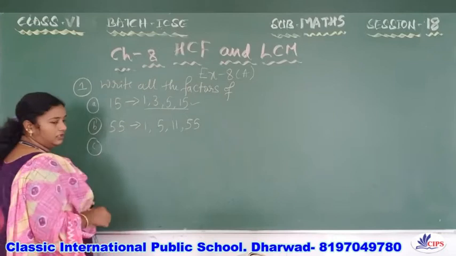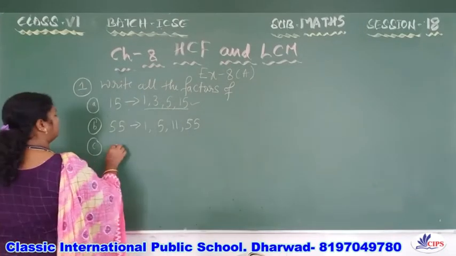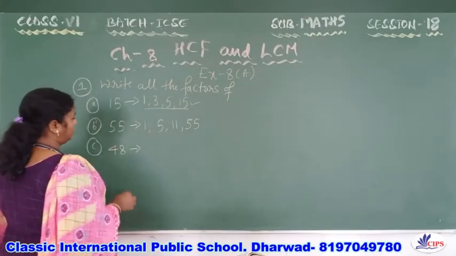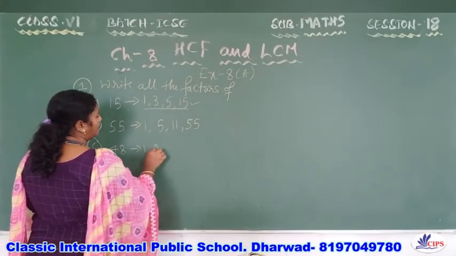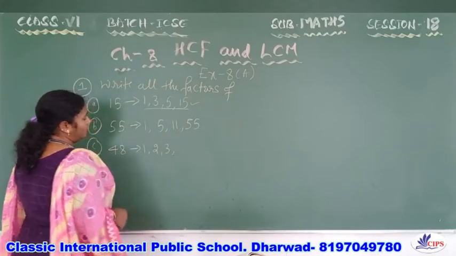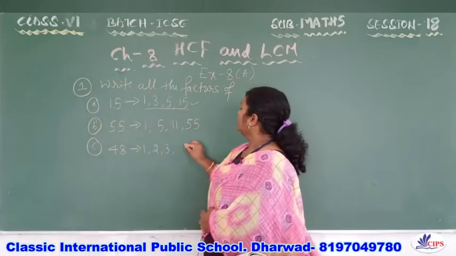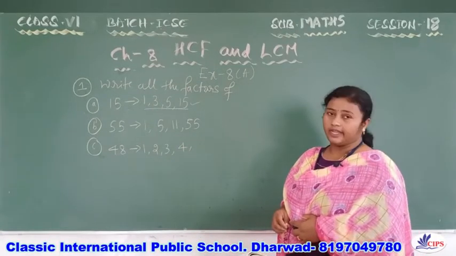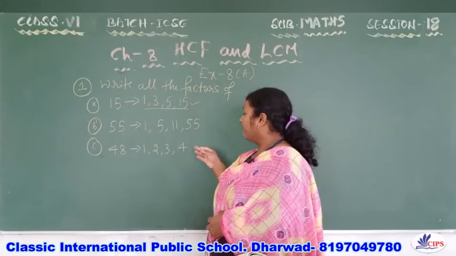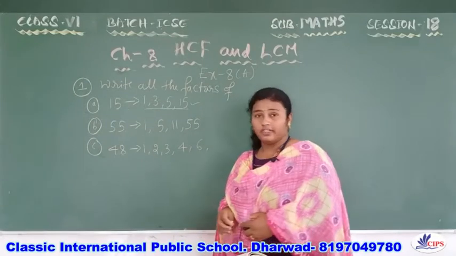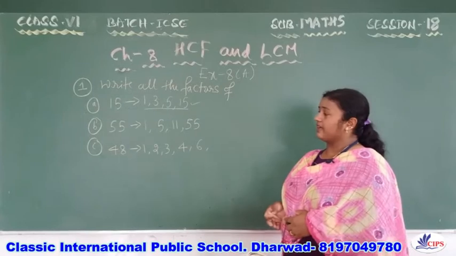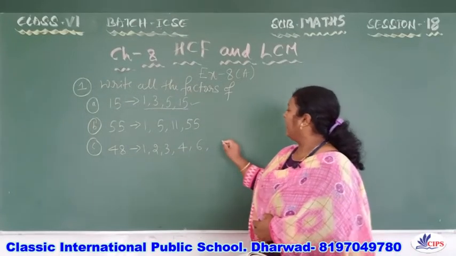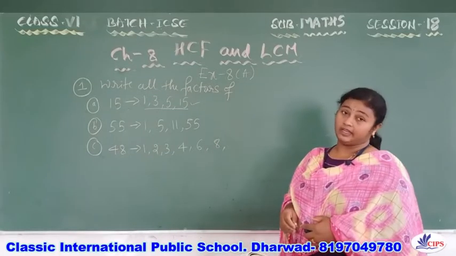Okay. Now, the third question is 48. You have to write the factors of 48. Which are the factors? 1, 2, 3, 4 can be divided. 5, no, it will not divide. After 5, what is there? 6. 6 divides 48. After 6, 7. 7 also will not divide 48 completely. Then 8, 9, 10, no.